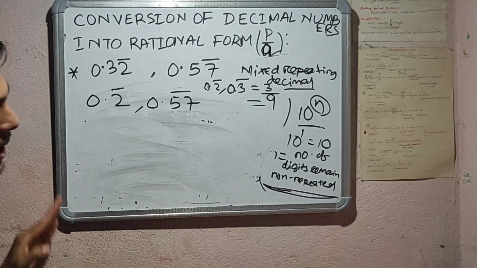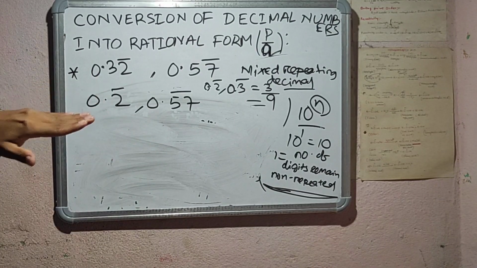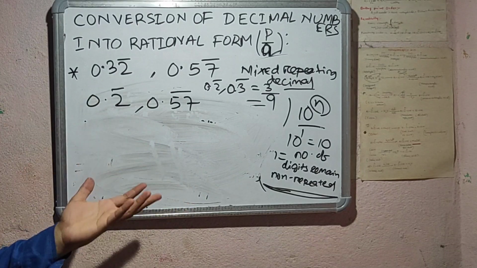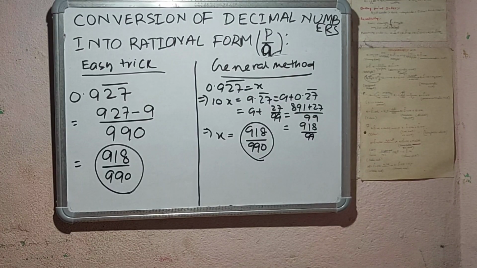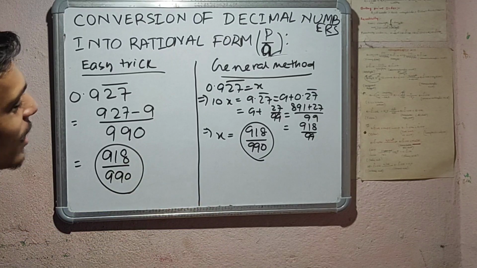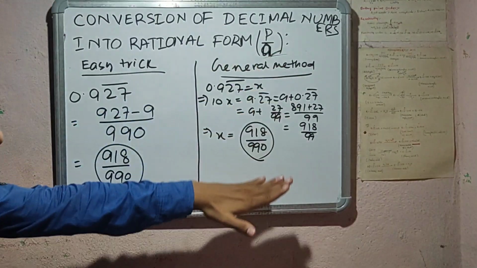So in this way, you can solve pure decimals, pure repeating decimals and mixed repeating decimals into their rational form. Clear? There is an easy trick, an easy method, to convert mixed repeating decimals into rational form. But first, this is our general method. In general, we can proceed in this way.